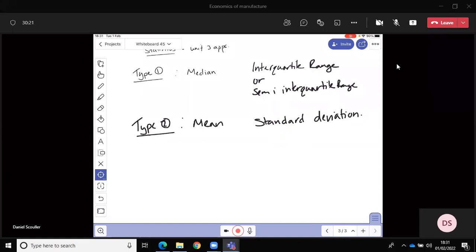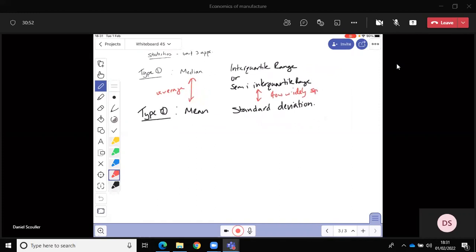These two terms mean the same thing, really. Well, they don't mean the same thing, but they talk about the average. So for a group of numbers, for a collection of data, the median and the mean look for an average. The interquartile range, semi-interquartile range, and standard deviation look at how widely spread the data is.